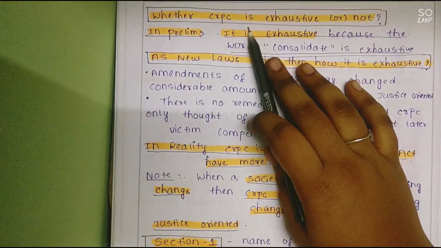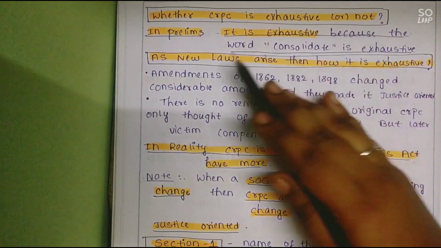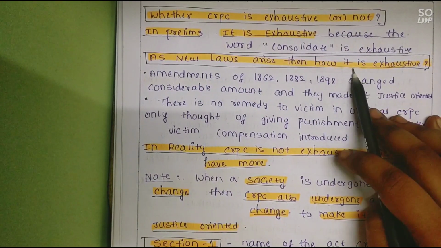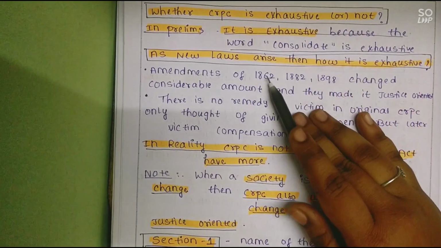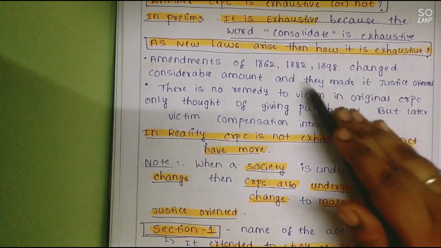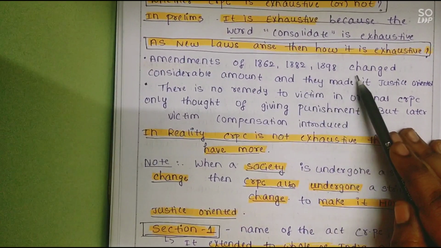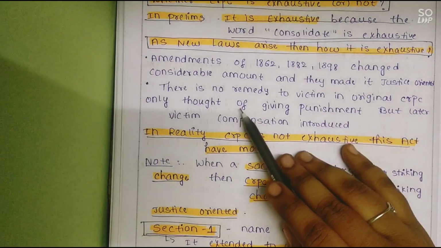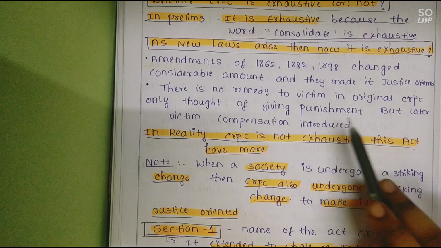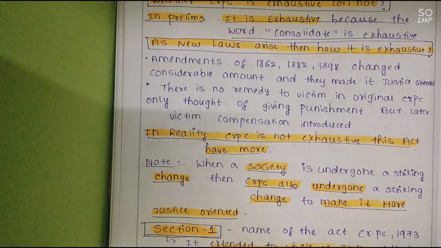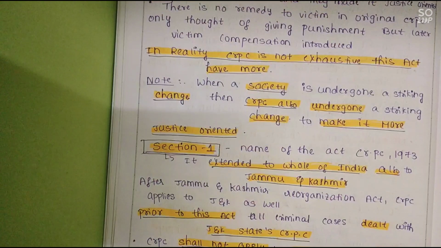An important question is whether CrPC is exhaustive or not. In prelims, it is exhaustive because the word consolidate means exhaustive. Then the question is, as new laws arise, how is CrPC exhaustive? The amendments of 1862, 1882 and 1898 changed a considerable amount and made it more justice oriented. Previously, there was no remedy for the victim in the original CrPC, only the thought of giving punishment. But later, victim compensation was introduced as new laws arose.